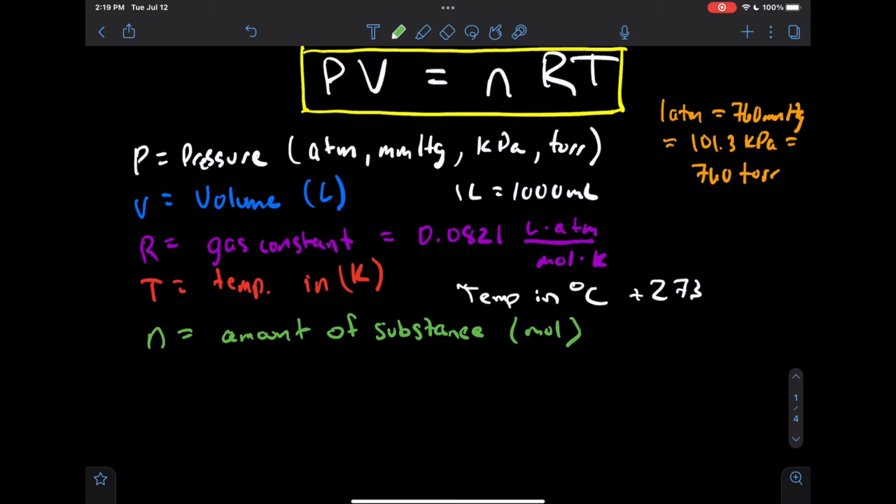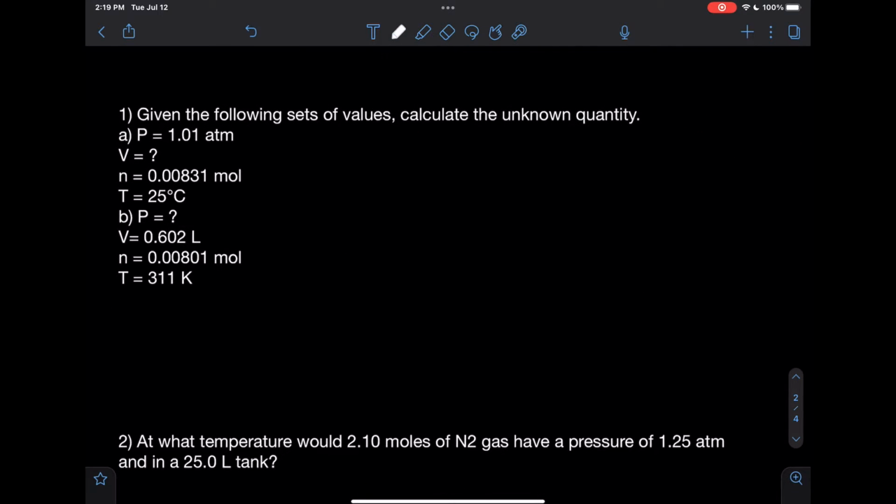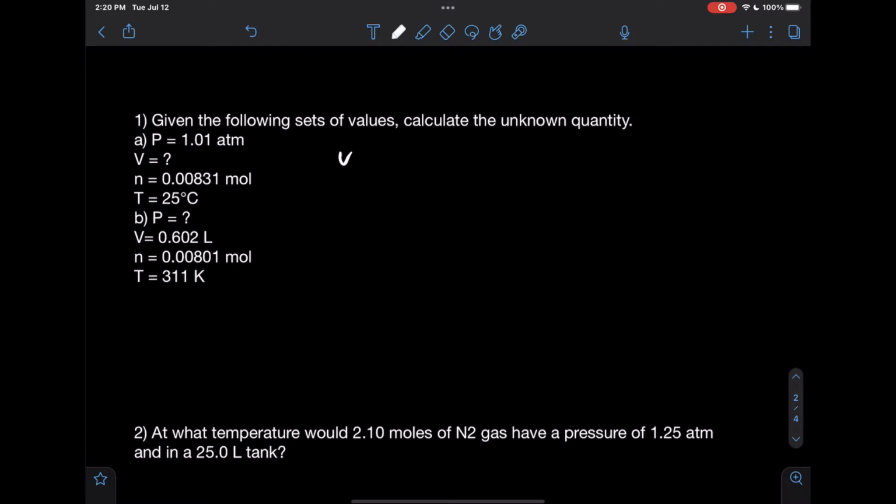Now that we know more about the PV equals nRT equation, let's go ahead and do some practice problems. So the first problem, they're given the following set of values, and we need to calculate the unknown quantity. For 1A, we know the pressure, the amount of substance, and the temperature. Now we just need to find the volume, V. To find V, we need to take nRT divided by the pressure.